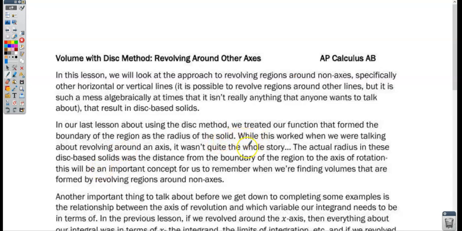Last lesson, when we talked about the disk method, we treated the function that formed the boundary of the region as the radius of the solid. That worked great when we were talking about an axis. It wasn't quite the whole story, and if you were really paying attention in the last video, you might have noticed that I talked about the radius being the distance from that boundary to the axis of rotation, and that's in fact how we're going to approach this now that we're revolving around axes other than the x-axis and the y-axis. We're going to treat that radius as the distance from the boundary to the axis of rotation. And we'll talk about that in our examples today.